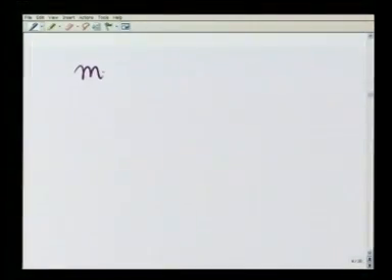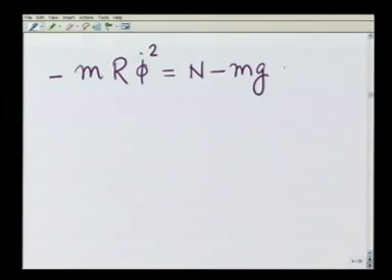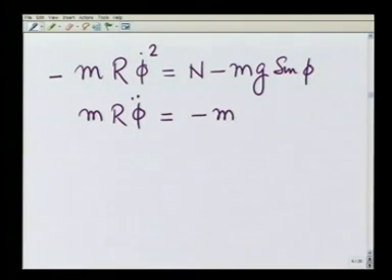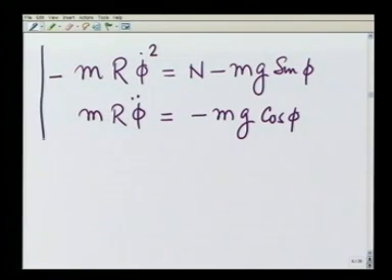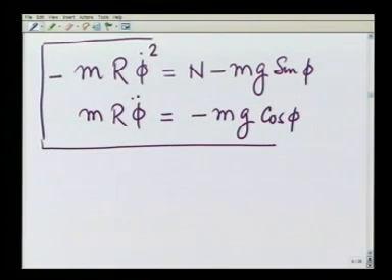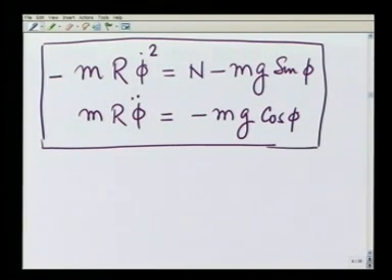When I do that, I get minus m R phi dot square is equal to N minus m g sine of phi, and the other equation comes out to be m R phi double dot is equal to minus m g cosine of phi. It is these two equations that are going to give me N, and rate of change of phi with respect to time, r anyway is fixed by the third constraint equation.